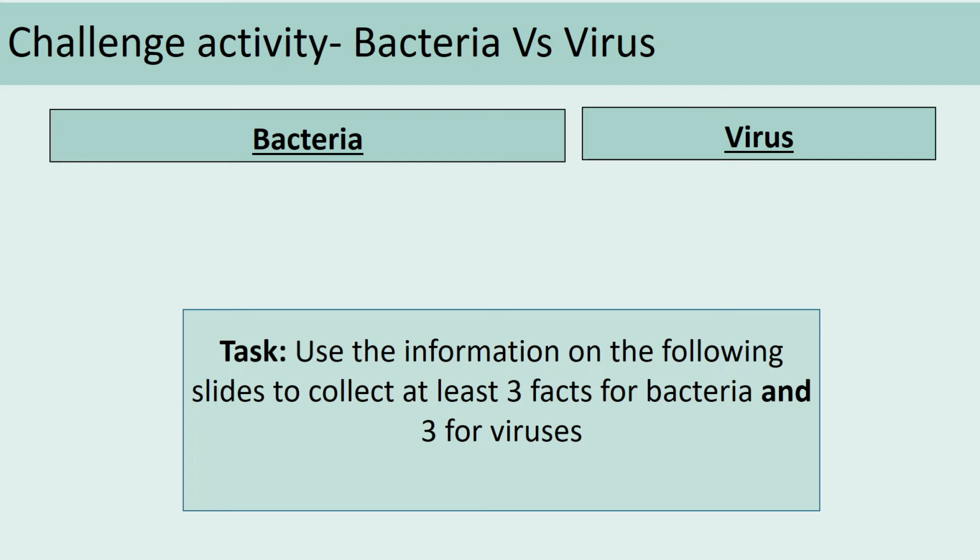So what I'd like you to do is make a quick T table. So that is one single line horizontal and one going vertically down in the middle. On one side, put the title bacteria, and on the other side, put the title virus. We're going to go through a couple of slides, one on bacteria, one on viruses, and I want you to pick out at least 3 main facts about each to put into your table. So you're going to need to pause the video now, do your table with a ruler and pencil, and then we will begin.